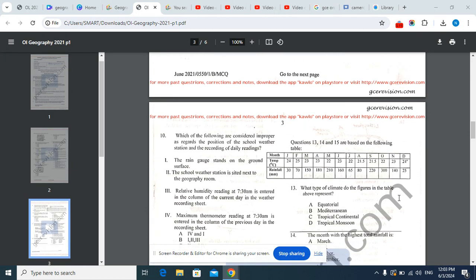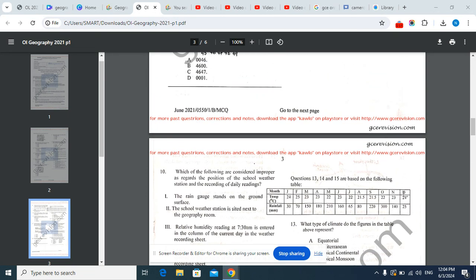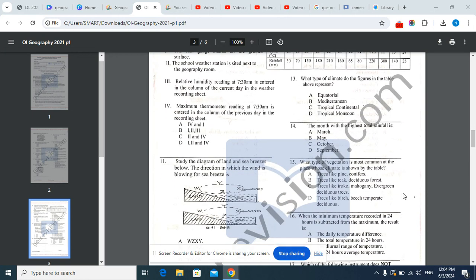Question 10. Which of the following are considered improper as regards the position of the school weather station and the recording of daily readings? The answer is A.